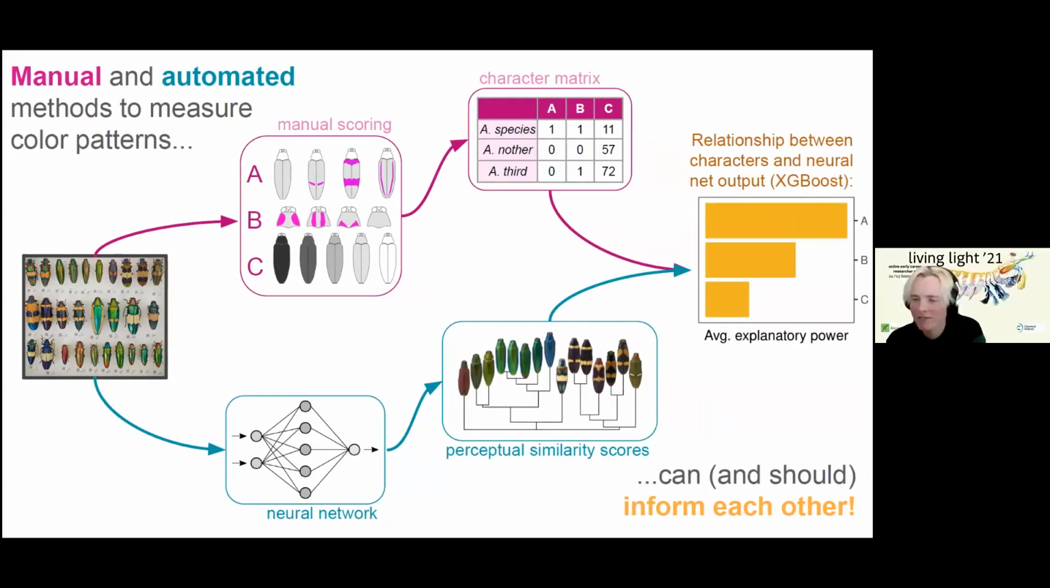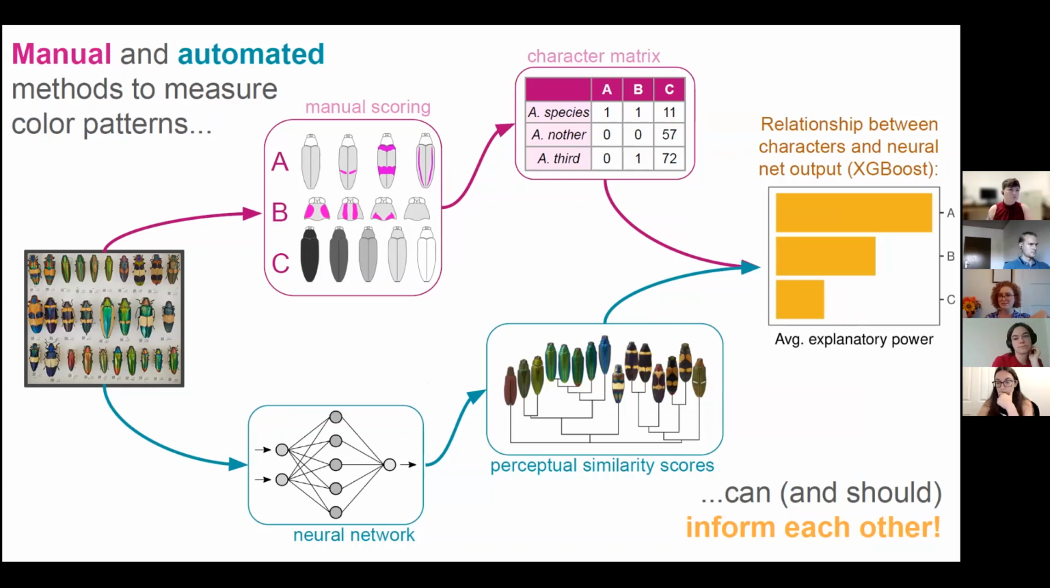The neural net is holistic and maybe kind of a black box. The character matrix is straightforward, but maybe a little bit too granular. We can actually use XGBoost in this case, a version of a decision tree algorithm, to unpack the black box scores using the character matrix. And you can use this to go in between the two and zoom in or zoom out as much as you want. So you can use the similarity scores to decide how important the characters are.